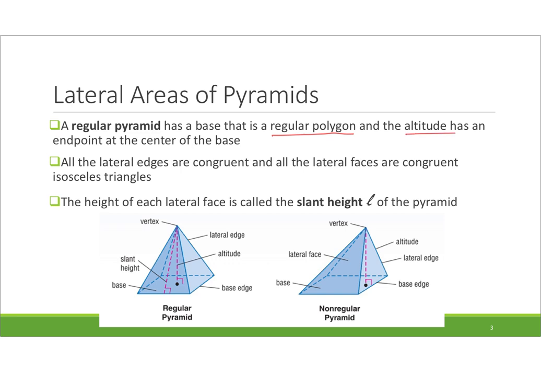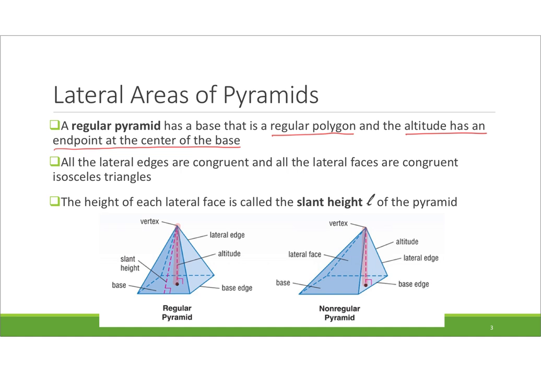Secondly, the altitude has to go to the center of the base. That's something on the last slide I didn't talk about, but the altitude, or the 3D height of the figure, comes from the vertex and is perpendicular to the base. And in a regular pyramid, it's going to be perpendicular to the center of the base. In irregular pyramids or oblique pyramids, you're either going to have an irregular base, like a rectangle or a trapezoid, or the vertex is going to be perpendicular, but it's going to be off-center.